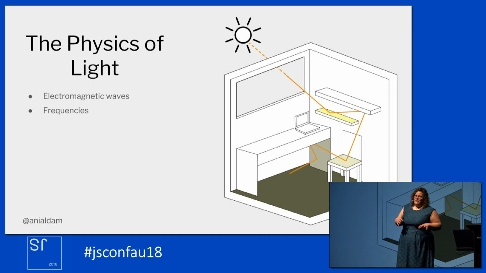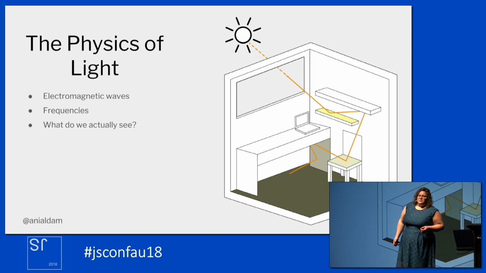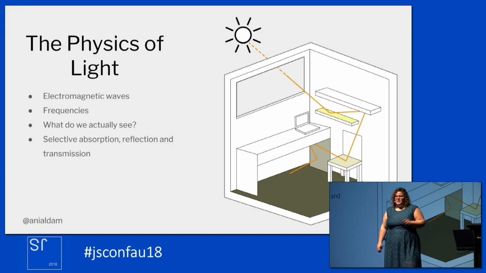So if you take away one frequency or two frequencies, you might get red or green. But what do we actually see? What happens with the rays is that only the rays that are hitting our eyes are actually visualized on the back of our eyes. So how does it happen that different objects have different colors? I'm going to explain that a little bit later as well.